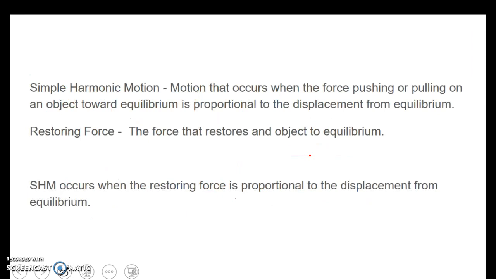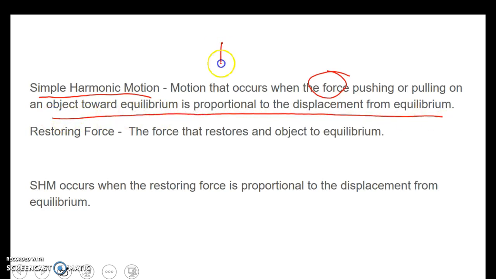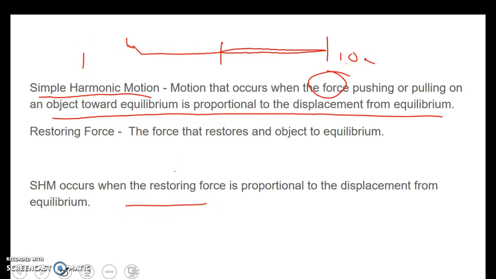Other terms. Simple harmonic motion. This is motion that occurs when there's a force, okay? And this force makes an object go toward equilibrium and is proportional to the displacement from equilibrium. So for example, if it starts here and it goes 1 meter away, goes past and goes to another 1 meter away, then we know that it is going to be simple harmonic motion.